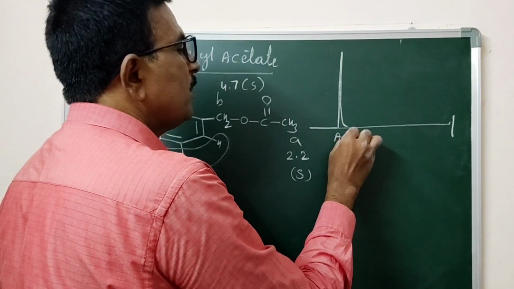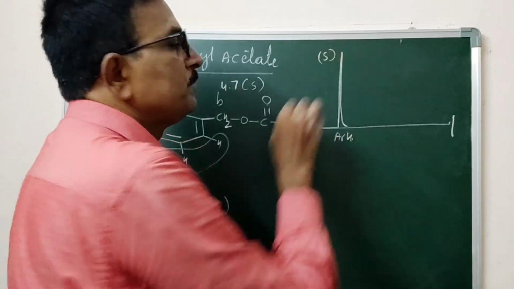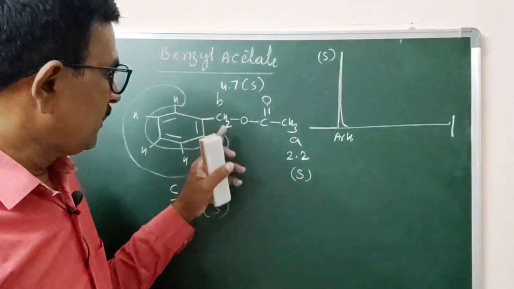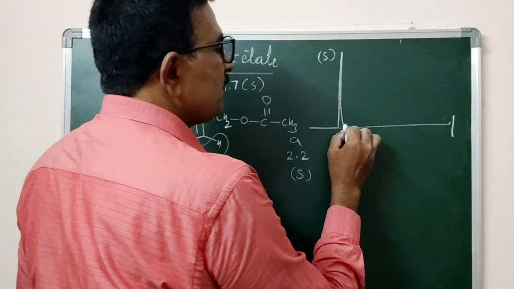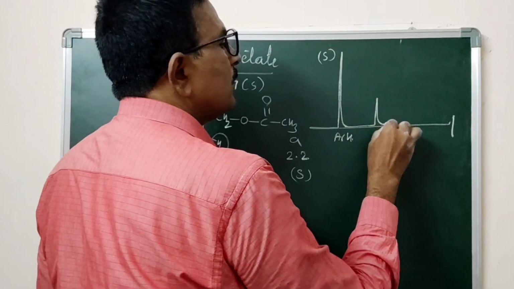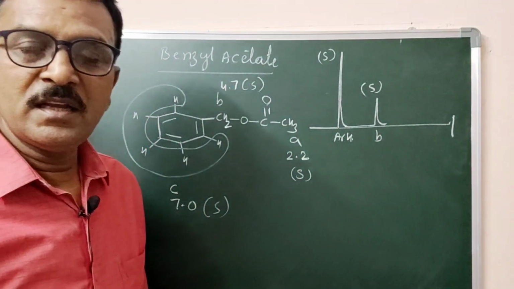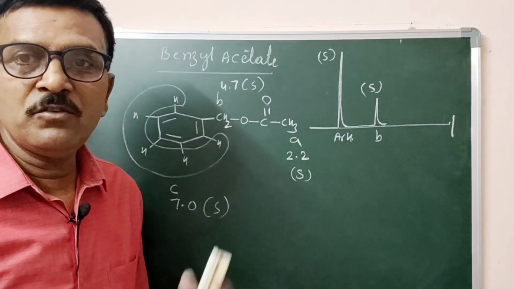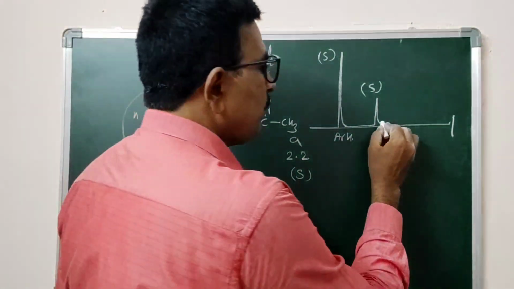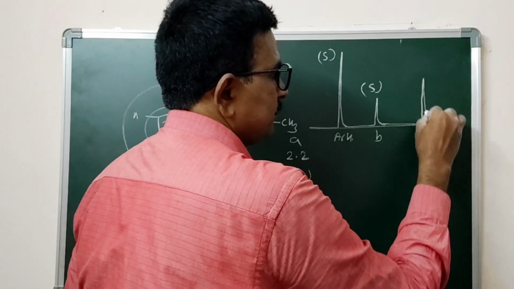This is the aromatic hydrogen as a singlet. For the B proton, again it is a singlet. Why does the B proton appear as a singlet? Because it has no adjacent protons, there is no coupling. Similarly, the A proton is also a singlet.